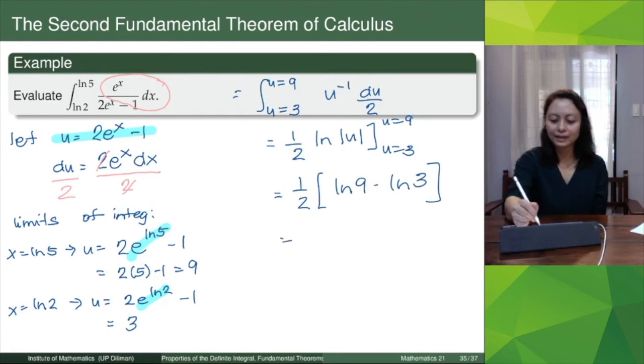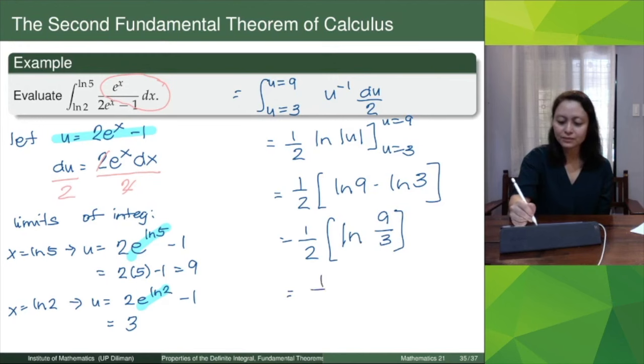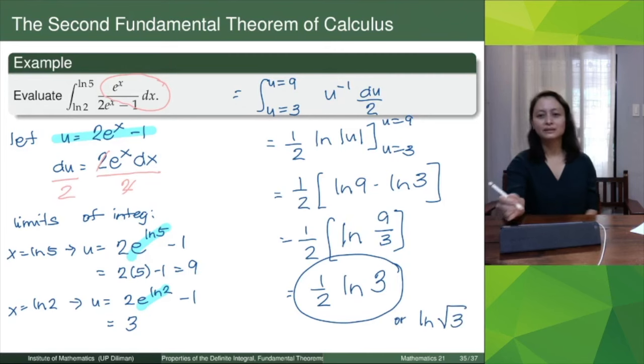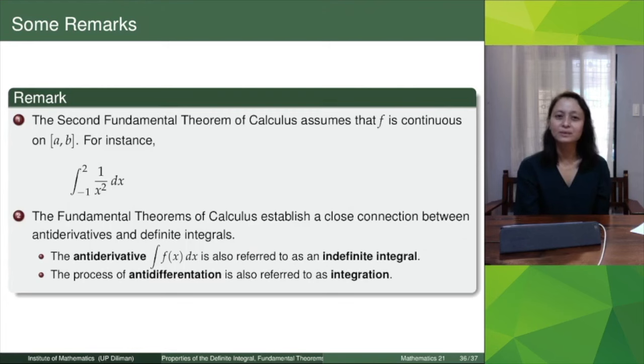Okay? Pero may property tayo sa log. ln 9 minus ln 3 can be simplified as ln of 9 over 3. So, this is equal to 1/2 ln of 3. Okay? Or pwede ring ln of square root of 3. Tama? 3 to the 1/2. Okay, sige. So, some remarks. Napagod ba kayo sa computation ng definite integral? Sa practice lang yon para makita nyo ano yung magandang choice for you, paano yung pagpapalit ng limits of integration.